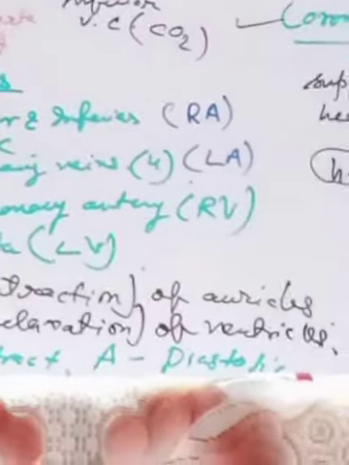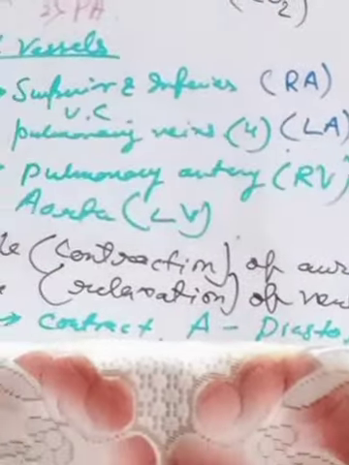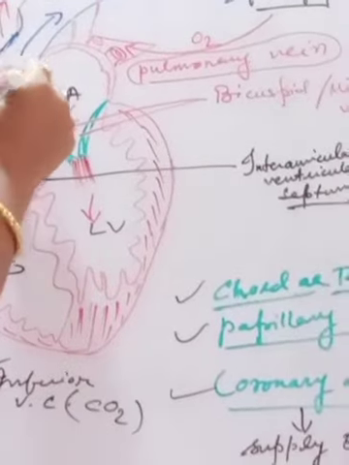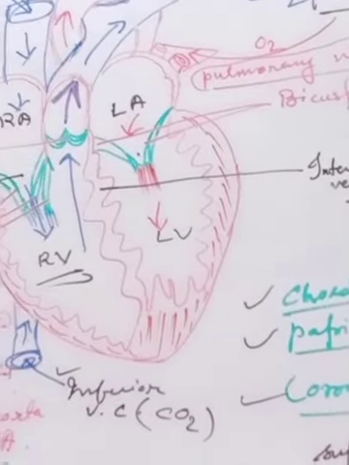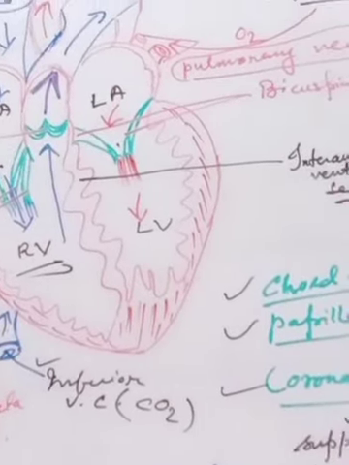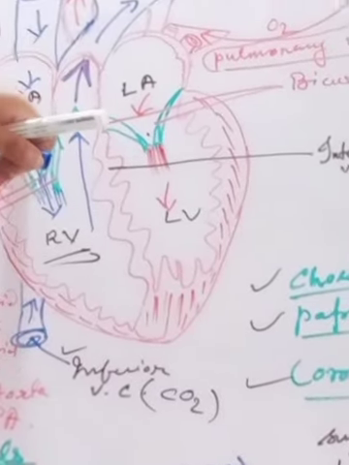When the ventricles contract, what will happen? They will pass the blood to the pulmonary artery. Sorry, I have drawn it in red, but it should be in blue because it is carrying deoxygenated blood. Am I right? So it will be in blue. So they are receiving the deoxygenated blood when they are in systolic and diastolic condition.